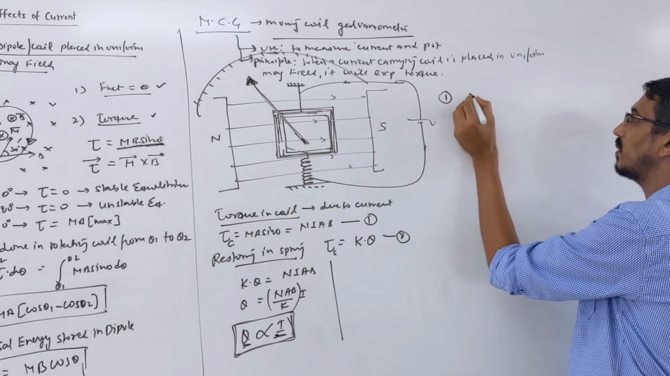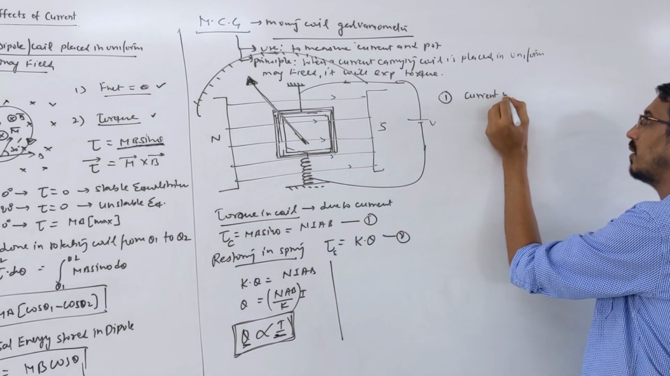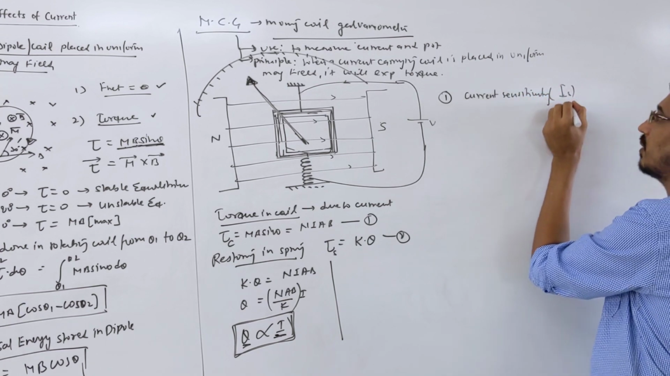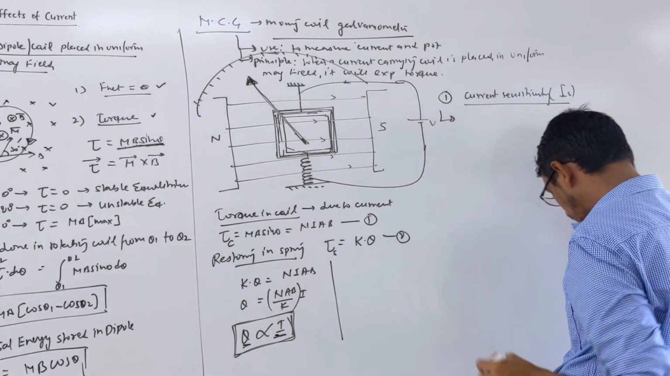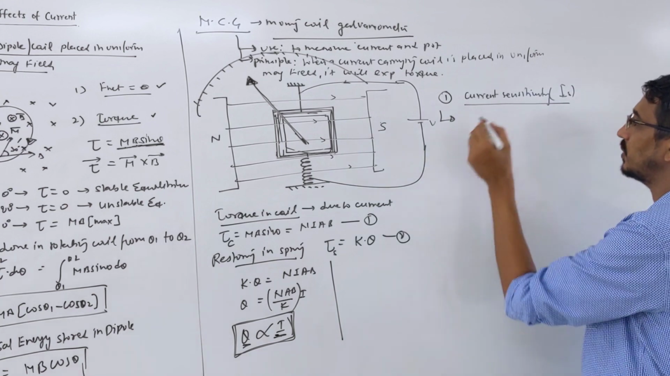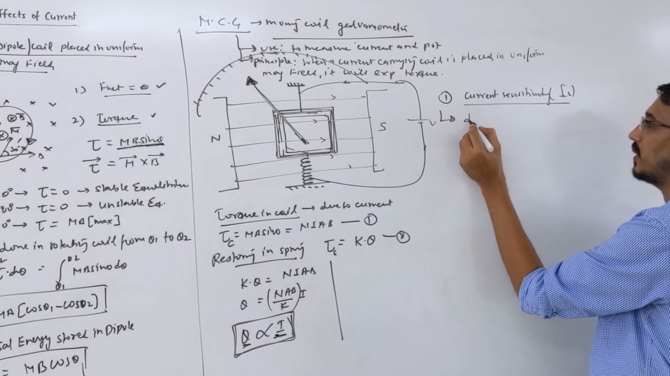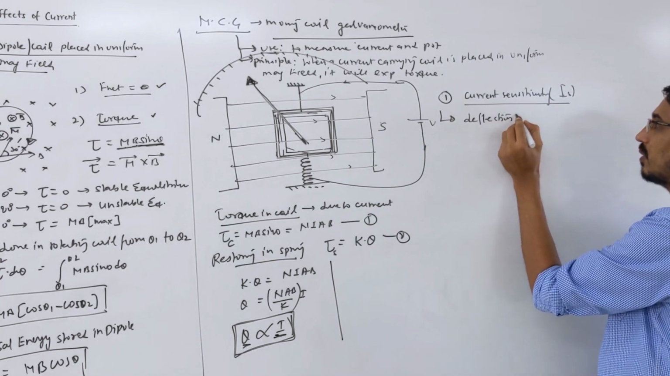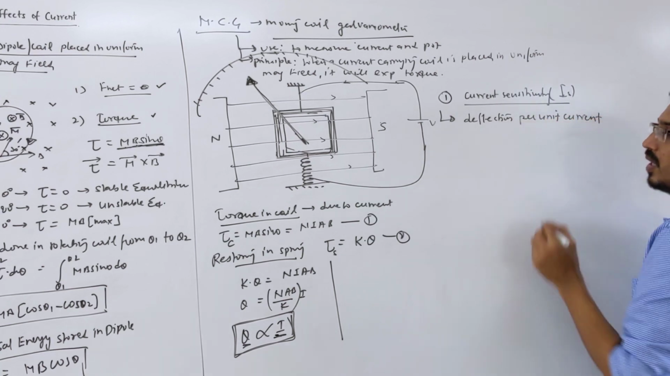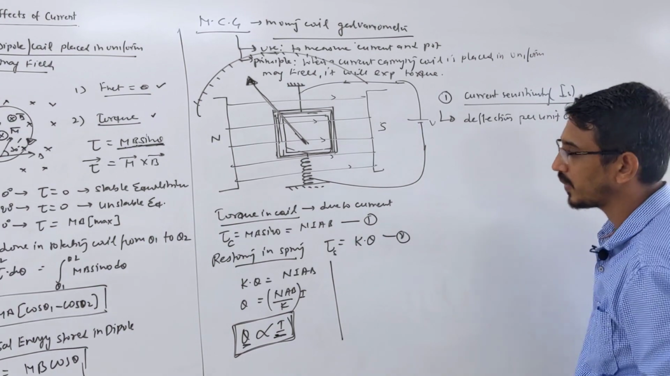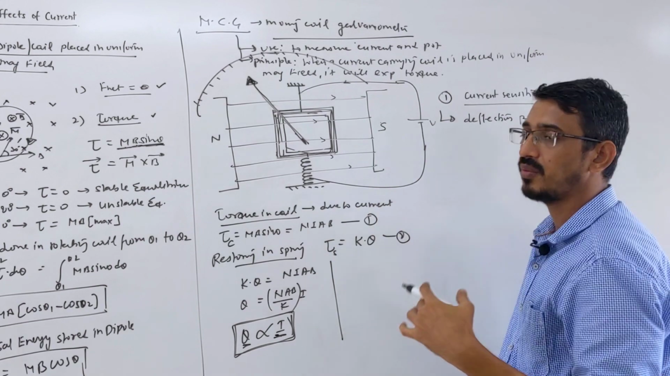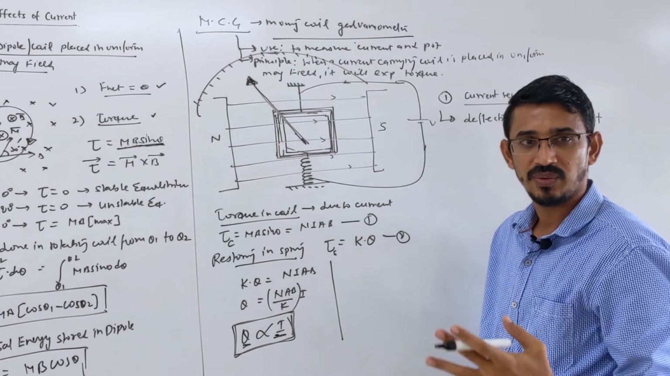Now look here, two small points we have. One point is called current sensitivity. We write the symbol IS. What is current sensitivity? How much deflection is happening per unit current. It is nothing but deflection per unit current. This tells you the quality of the galvanometer. If current sensitivity is high, it is giving very accurate readings.